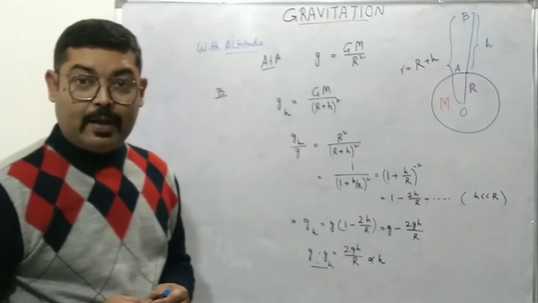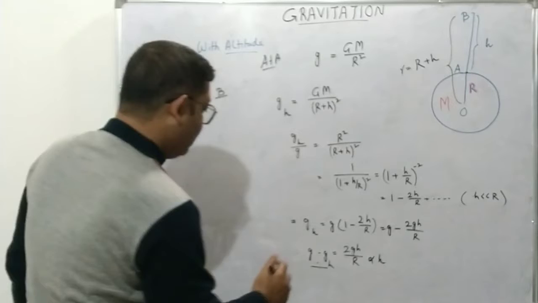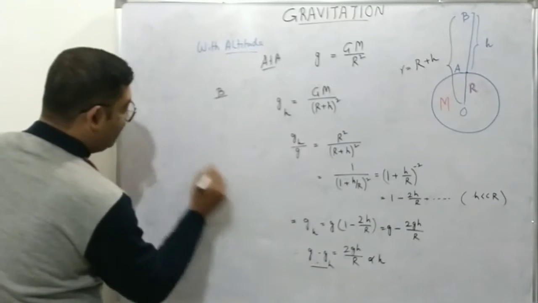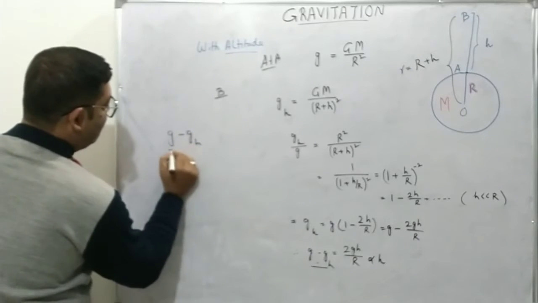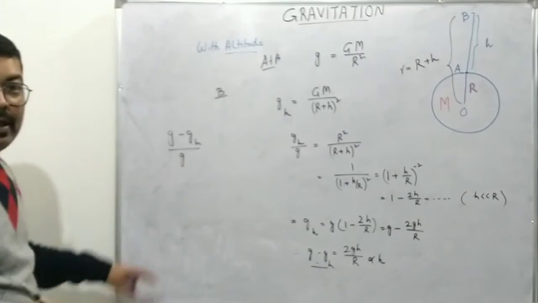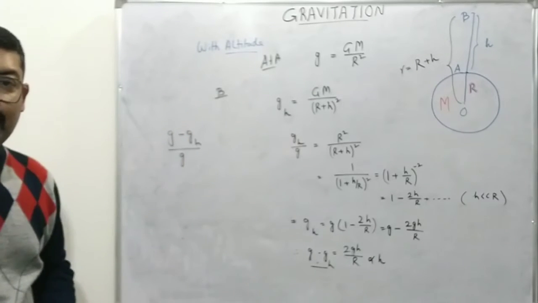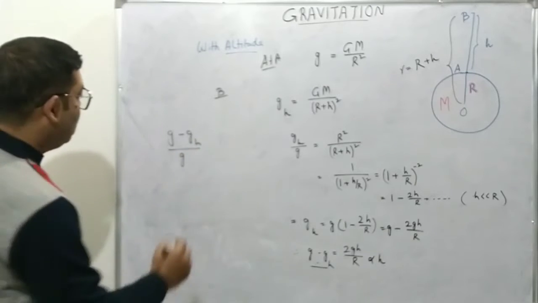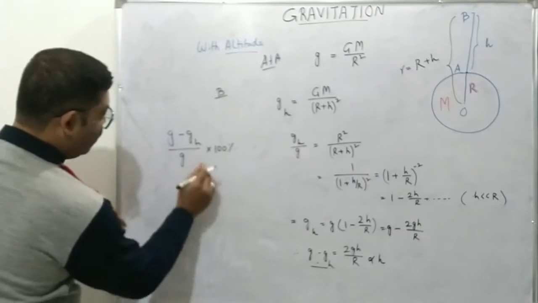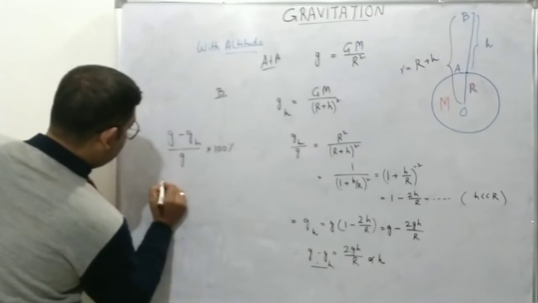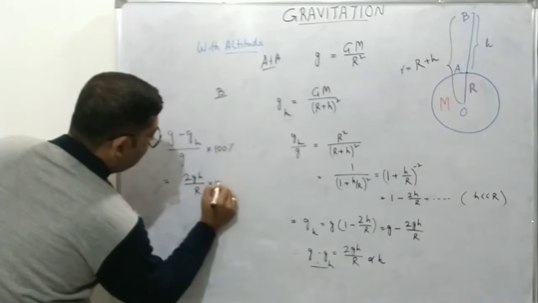And if you are asked to find the percentage change in acceleration due to gravity with height, then it will be the acceleration due to gravity on Earth's surface minus the acceleration due to gravity at height, divided by the acceleration due to gravity at the Earth's surface. This will give you the fractional change of acceleration due to gravity with height h. If I multiply this by 100%, we get the percentage change. Since this value is equal to this, this will be equal to 2gh by R into 100%.